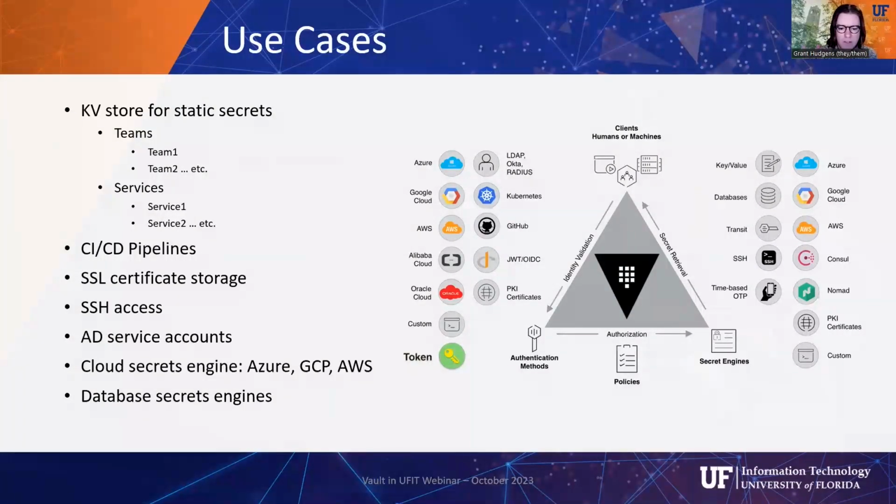Obviously, one of the most common, but possibly least interesting use cases is the Vault key value store. We essentially built a kind of folder structure inside the KV that's split between teams and services. This allows the teams to easily create policies that are scoped to either a team or a service space. And then the rest of these we'll dive into in the following slides.